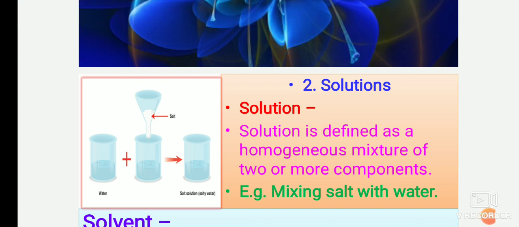Then we see heterogeneous mixture. Hetero means different and genus means type. In this type of mixture, two different types of substances are mixed with each other. For example, a mixture of gas and solid.